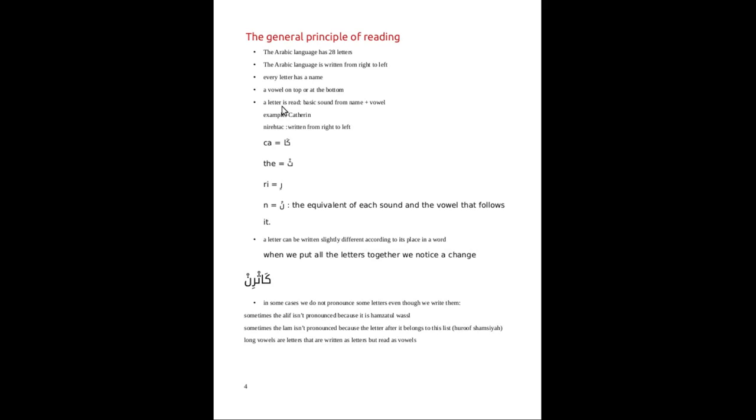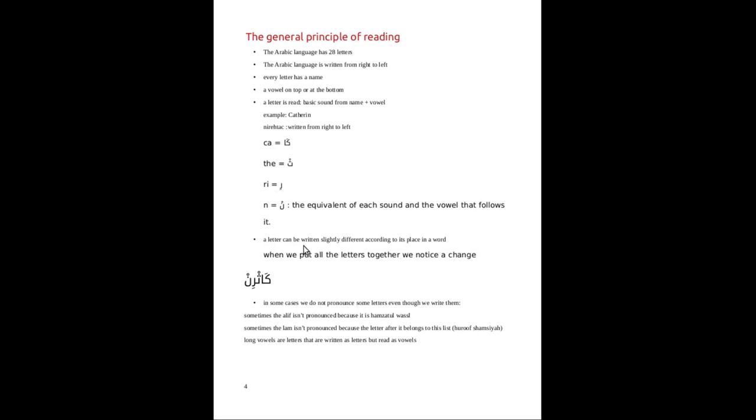And then, how is a letter read? It's actually the basic sound from the name plus the vowel. For example, this is the letter ra. Ra, okay? The R is the ra. So we don't say ra-i. We say the basic sound, which is r plus the e, so it's ri. For example, r plus I equals ri, then ra plus kasra, the e sound, equals ri as well. You see, it's very similar. So let's just not complicate things.